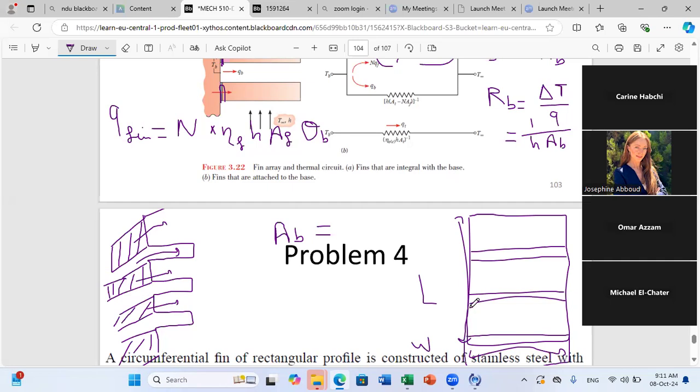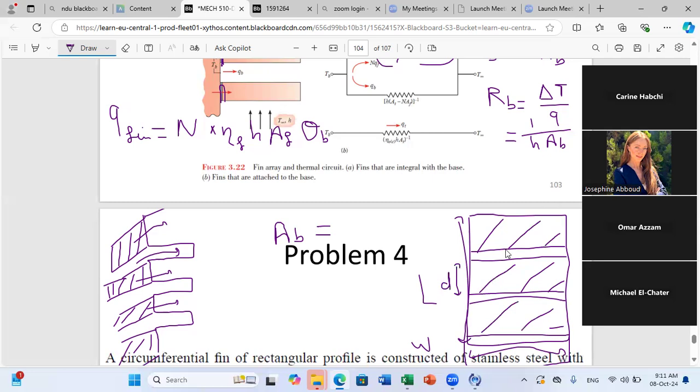Okay. So what is the area directly exposed to T infinity? This one, because you don't have a fin here. So how can you calculate this area that is not covered? You have several methods. First one, if you know the distance between here, if you know this distance D, let's say.